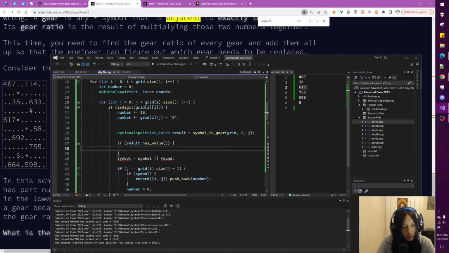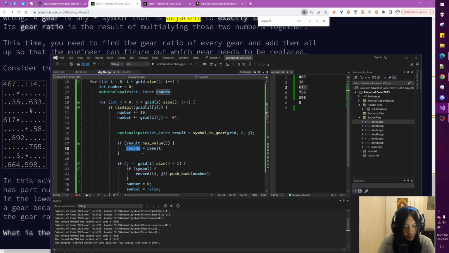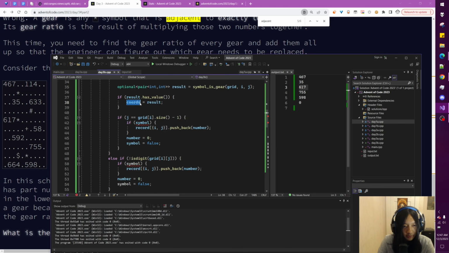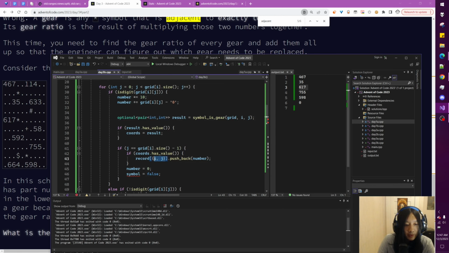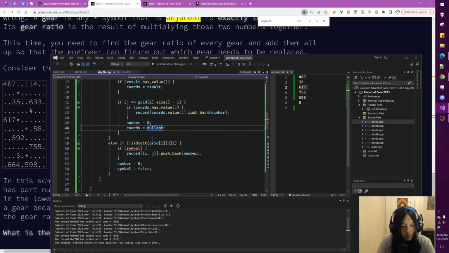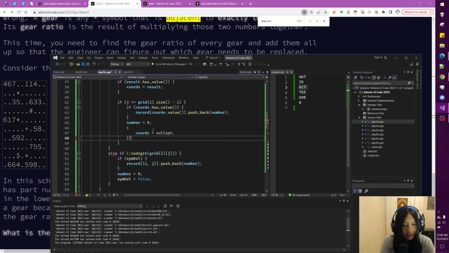So maybe chords equals result. So what this means is that if chords has a value, then push in chords the value that we have for it. And at the end of this, chords probably needs to be set to, what's it called? Null option, yeah. Or just nothing. I think I prefer nothing.